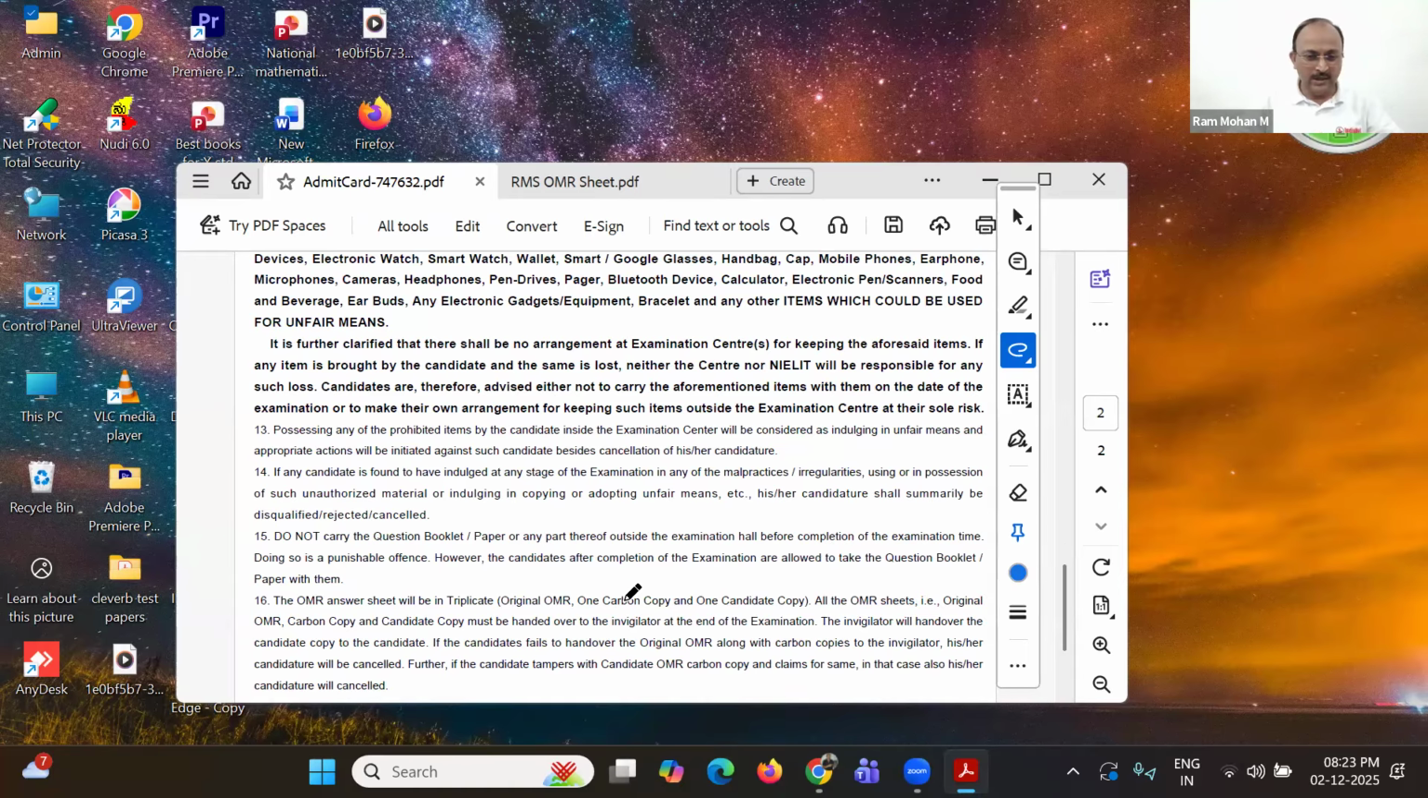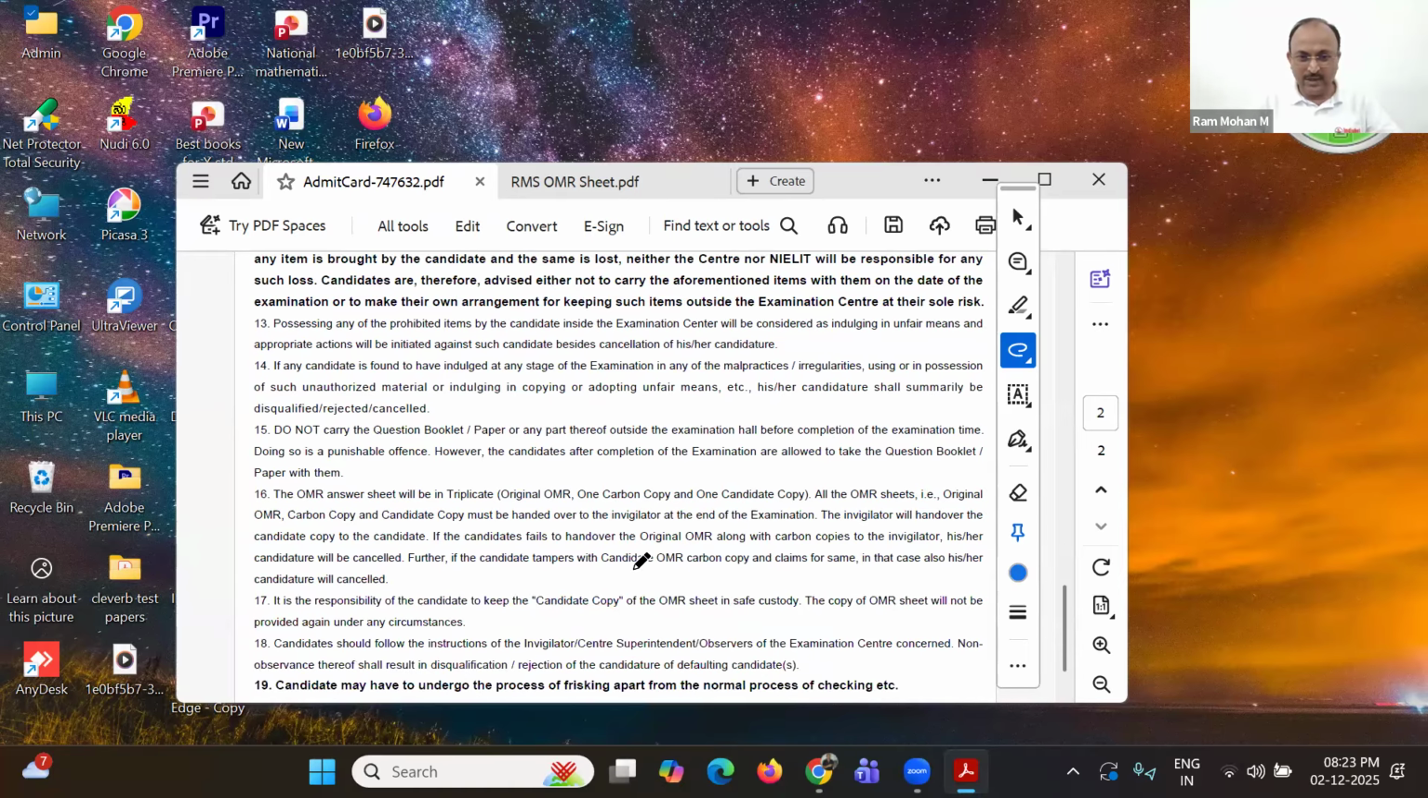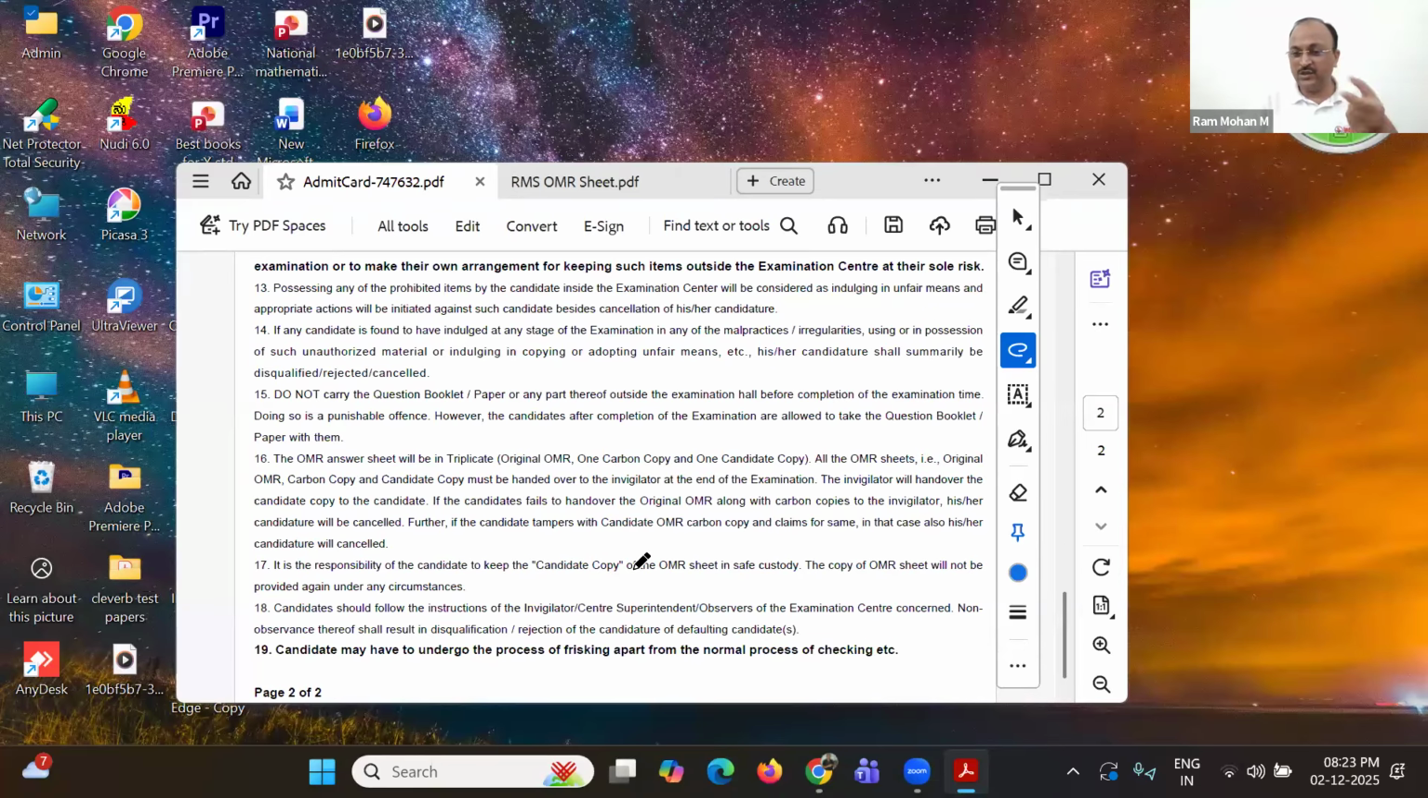The question paper can be brought out, and the OMR answer sheet will be in duplicate. It will be in 3 copies: one original, one carbon copy and one candidate copy. All the OMR sheets, that is the original OMR, carbon copy, and candidate copy, must be handed over to the invigilator. 3 sheets will be kept together there, with carbon paper. Don't open the carbon sheets.